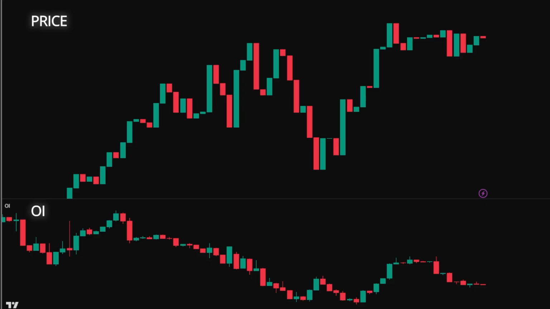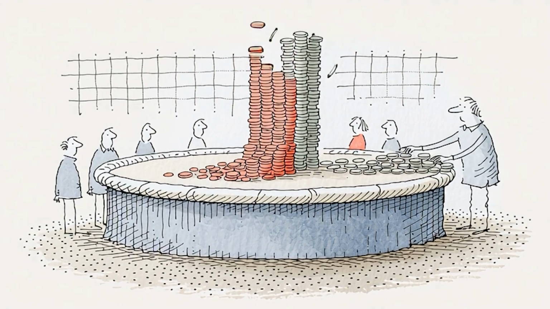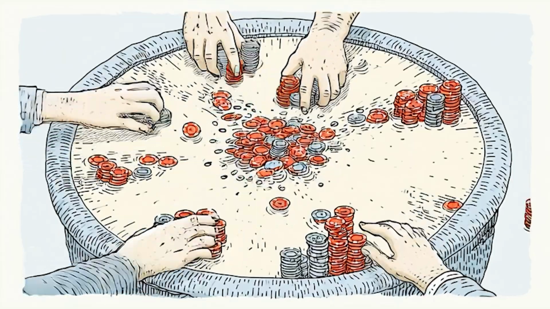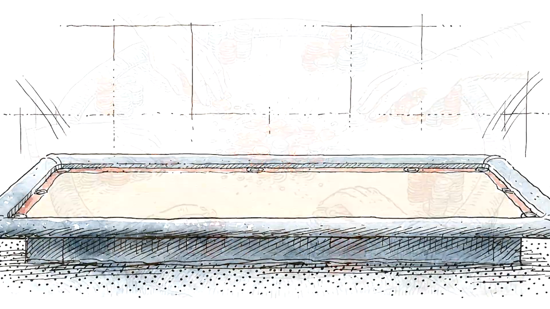Volume is the number of bets that moved across the table today. OI is the total amount of money currently on the table. If this keeps building up, it could mean someone is entering with conviction. On the other hand, if it keeps dropping, it could mean people are folding and walking away. See? Not too hard, right?